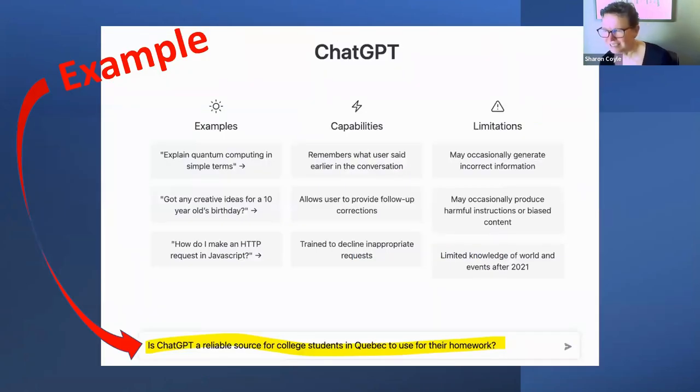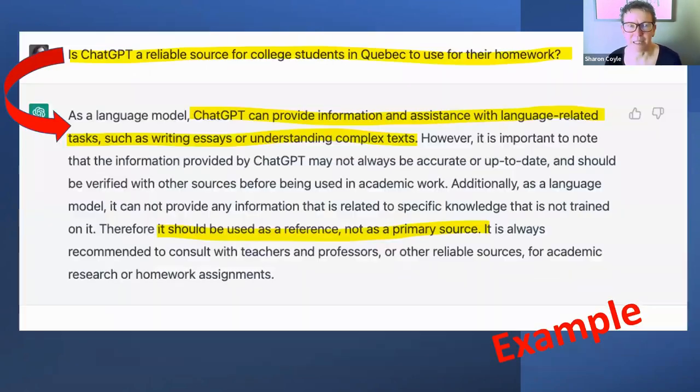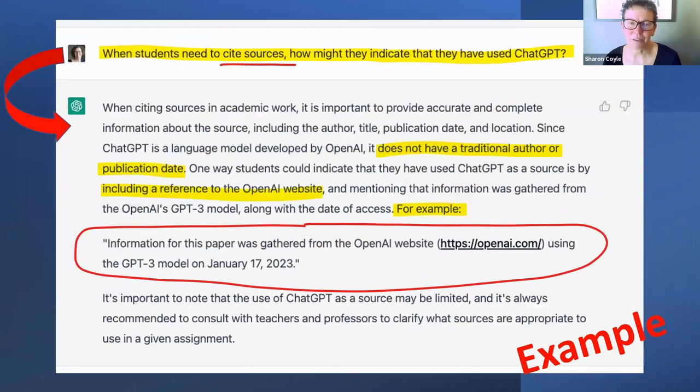And then I asked it the basic question of this webinar: is ChatGPT a reliable source for students in Quebec to use for their homework? And here's what it says. Basically, not really. It can be used as a reference, but not as a primary source. So then I said, okay, if they use it, how do they cite it? And it gave me this possibility.